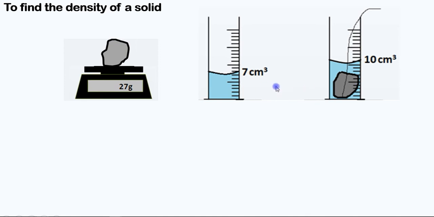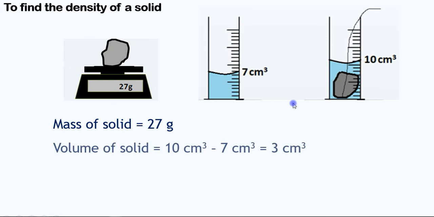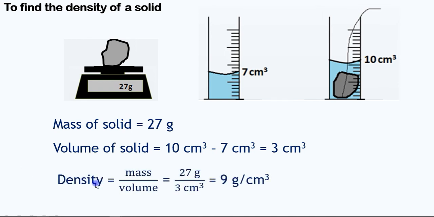Here we have 7 cm³ of water in a cylinder. With the solid immersed in the water, the level rises to 10 cm³. So the volume of the solid is 10 cm³ minus 7 cm³, and that's 3 cm³. Now we can calculate the density of the solid using the formula: density is mass divided by volume. That's 27 grams divided by 3 cm³, and this gives us 9 grams per cm³.